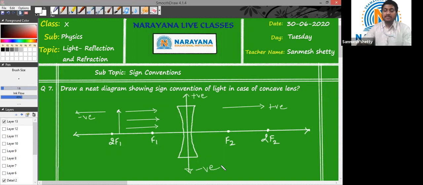So these are the sign conventions which will help us in determining the image position and object position in various cases. I hope all the points are clear to you all.